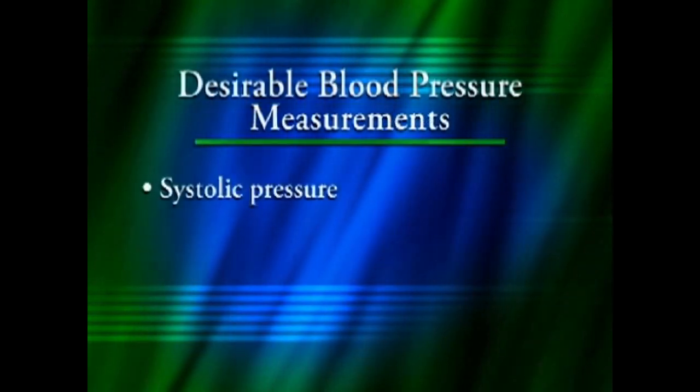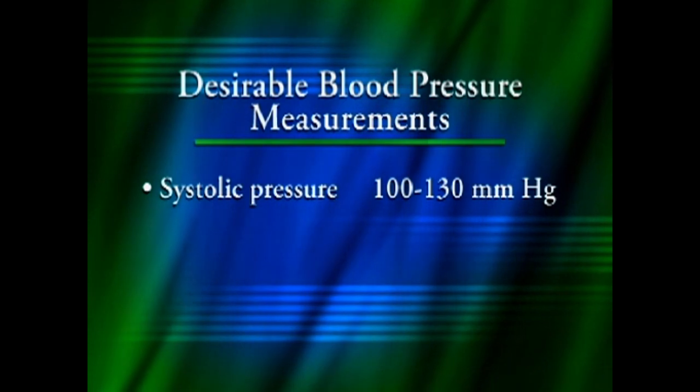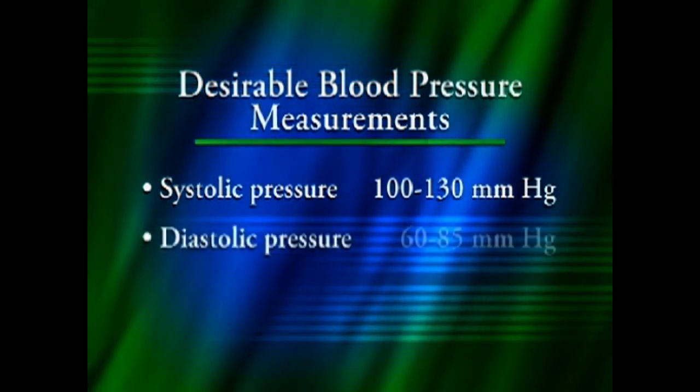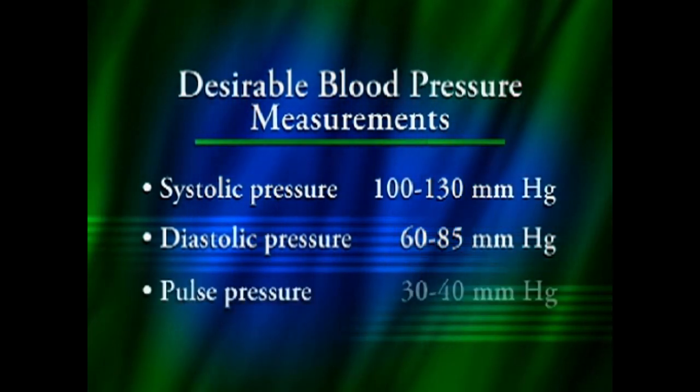For the systolic pressure, the desirable range is 100 to 130 millimeters of mercury. For the diastolic pressure, it's 60 to 85. The pulse pressure should range from 30 to 40.